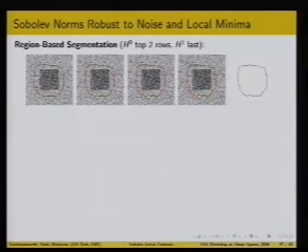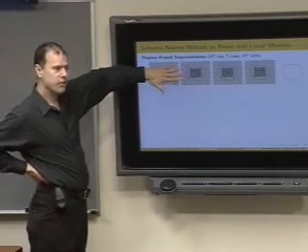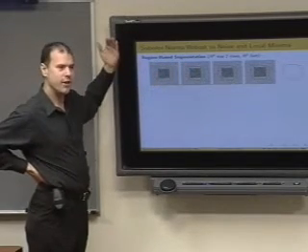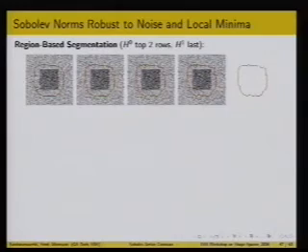So now this just shows the effect of it. Here's a very noisy image. This is a region-based segmentation. It's just the Chan-Vese energy that most of you know. And even though it's region-based, and region-based is much more robust to noise than edge-based, I've put so much noise in here that despite it being region-based, it still gets stuck in a local minimum.